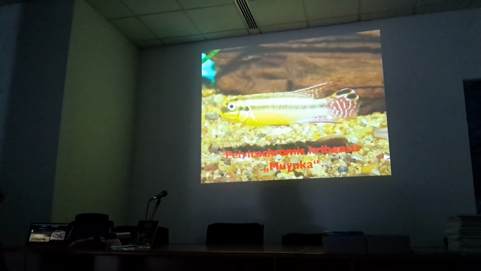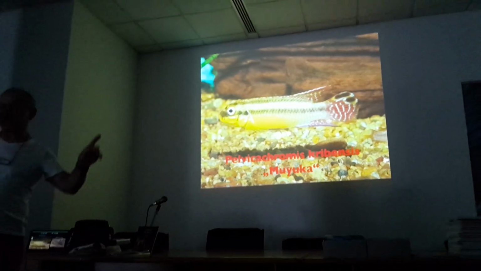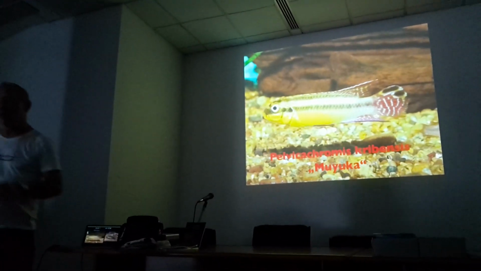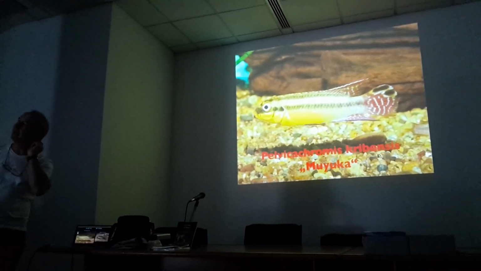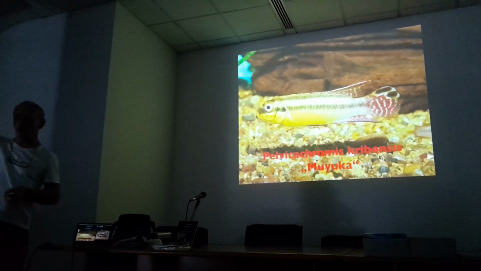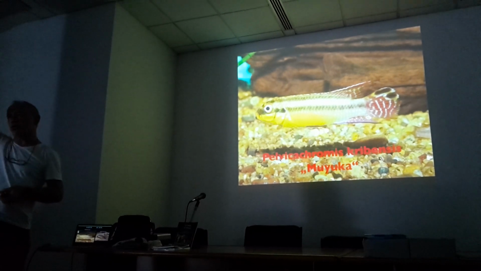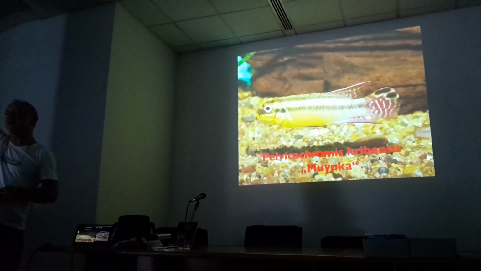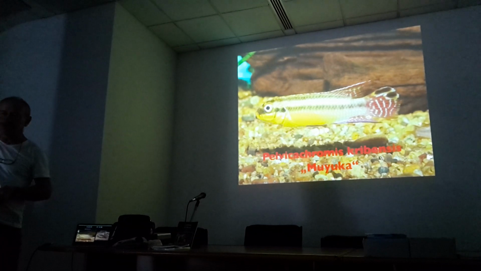The kribensis from Muyuka, and this is a very special chapter. Because Muyuka, keep in mind, I said to you, usually we find Pelvicachromis species, no matter where we go, only very close to the shoreline, maybe 50-60 kilometers inside the country, only in soft water.